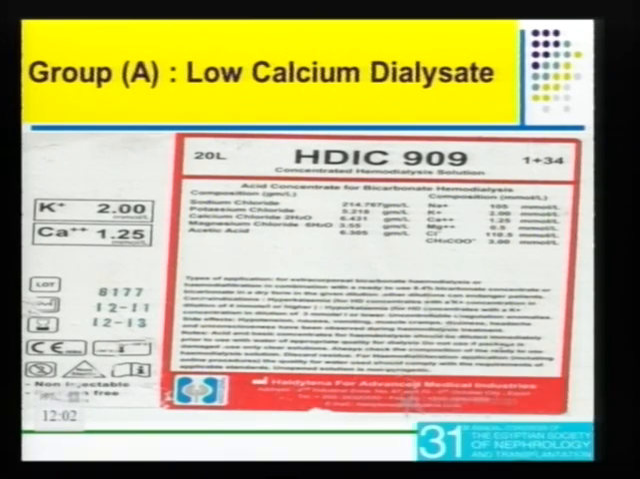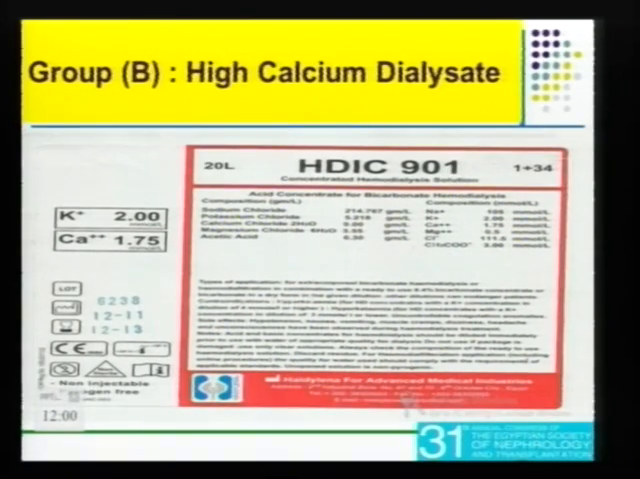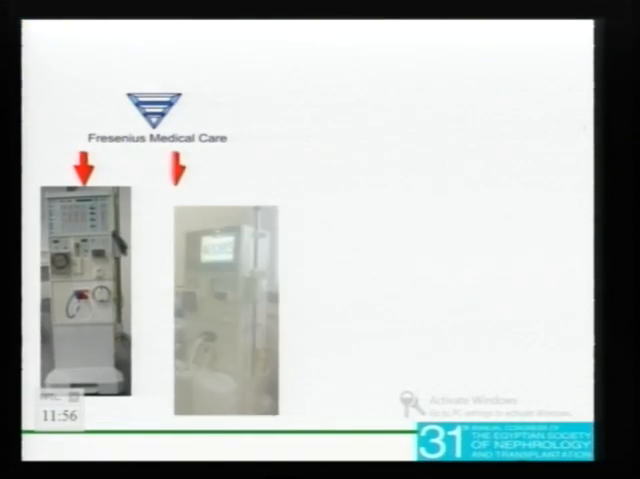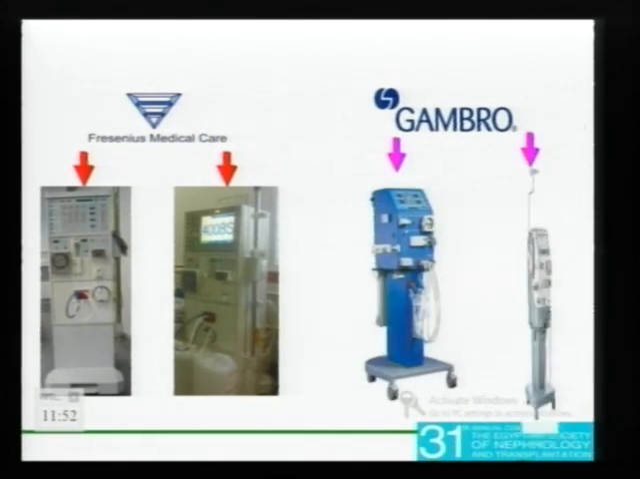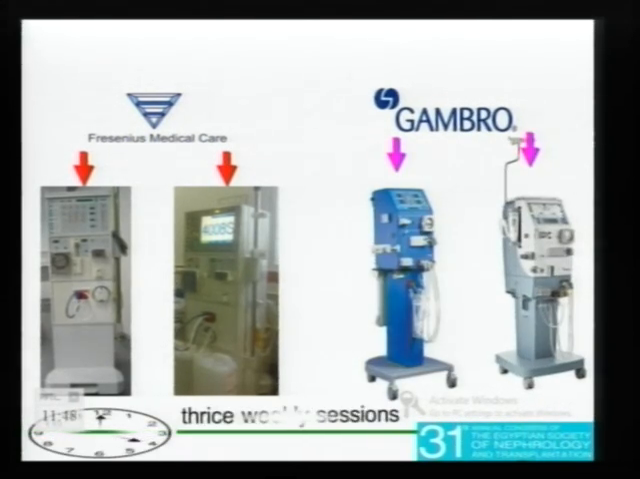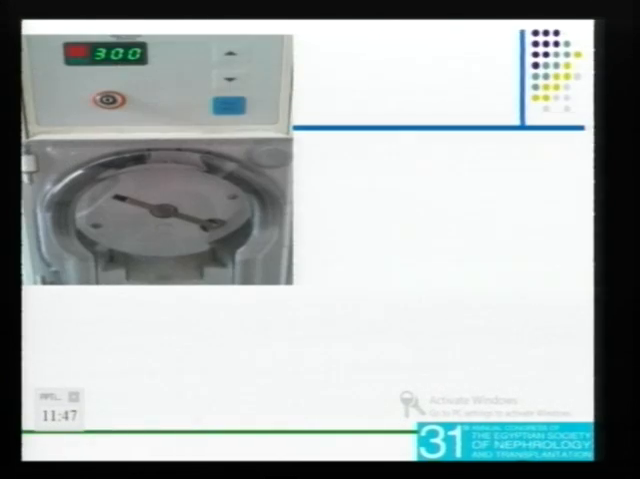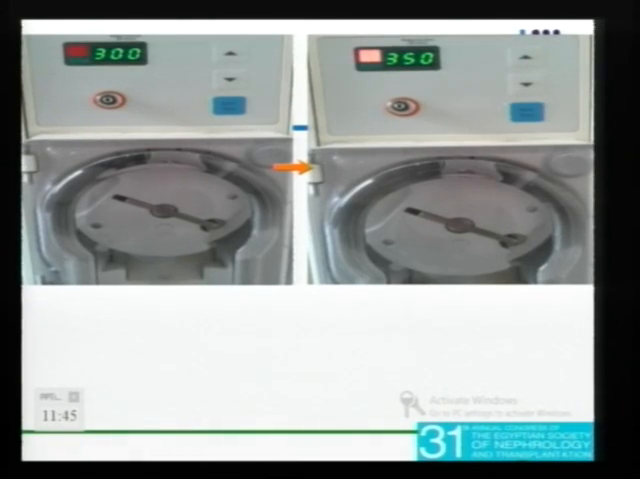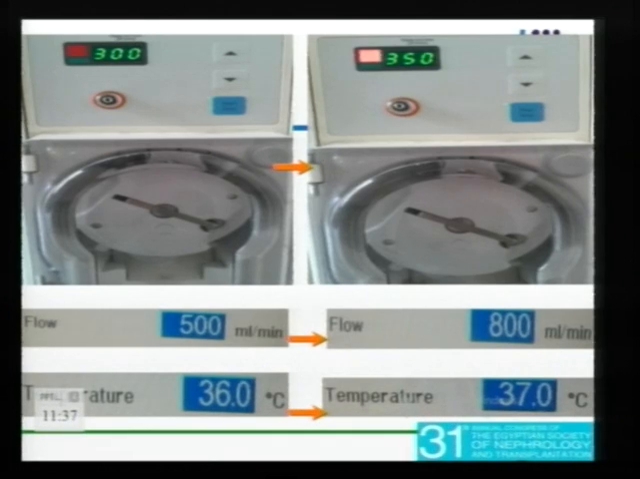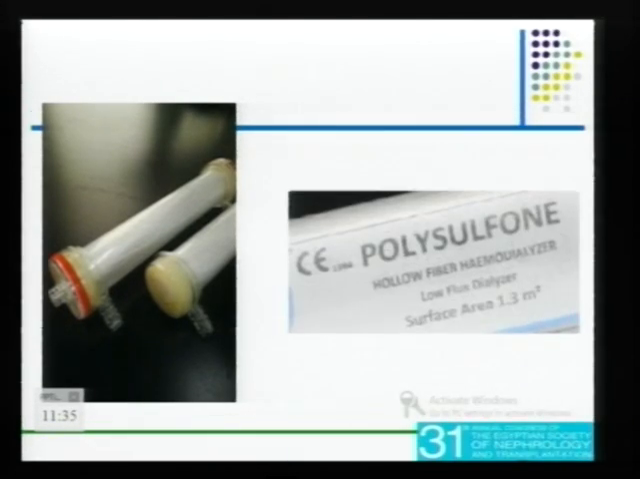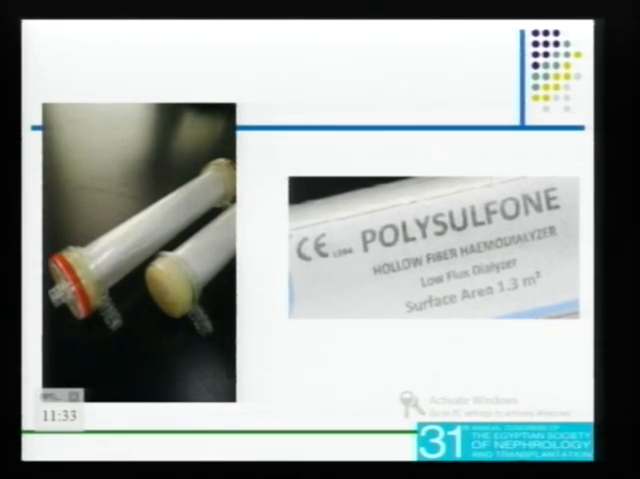The low calcium dialysate, group A, was 1.25. The high calcium dialysate, group B, was 1.75. We used Fresenius 4008 and 4008 S, and Gambro 95 and 96. All patients were dialyzed 4 hours, thrice weekly. We adjusted the blood flow from 300 to 350, the dialysate flow from 500 to 800 on the Fresenius and 700 on the Gambro, and the temperature from 36 to 37. Filters used were polysulfone low flux dialyzers, with surface area ranging from 1.3 to 1.6.